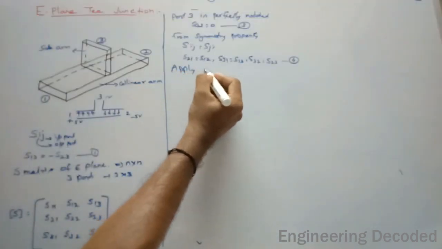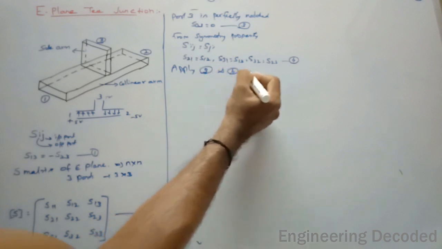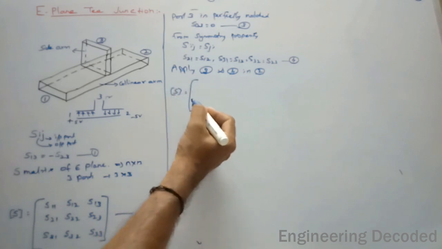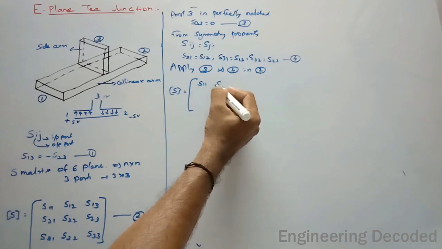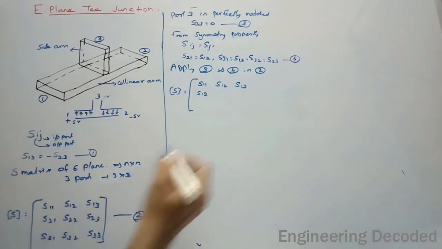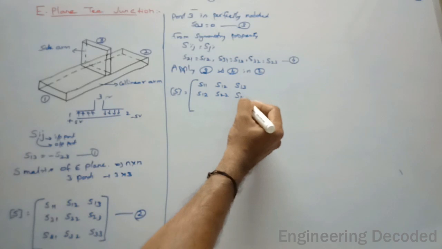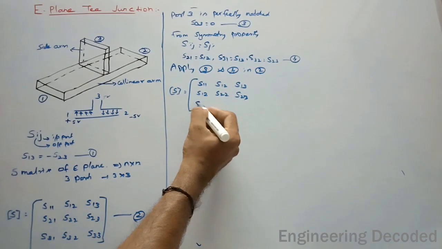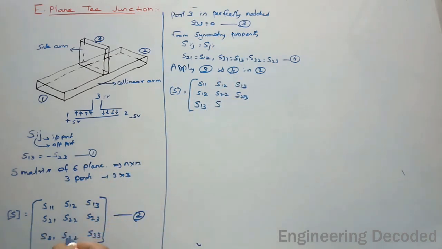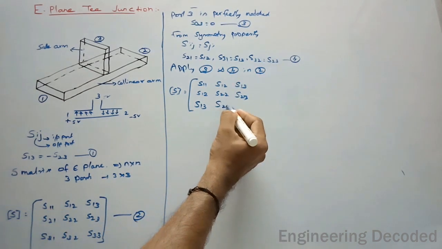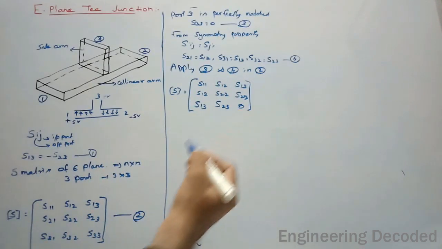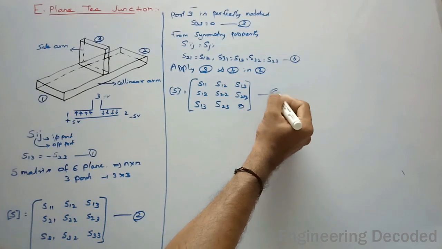We can apply equations 3 and 4 in equation 2. So we can write S is equal to S11 itself, S12, S13, S21, which is nothing but S12, S22, S23, and S31, which is nothing but S13, S23, S32, which is nothing but S23, S33, and S33 is 0, so we can put 0 here. Now mark this as equation 5.